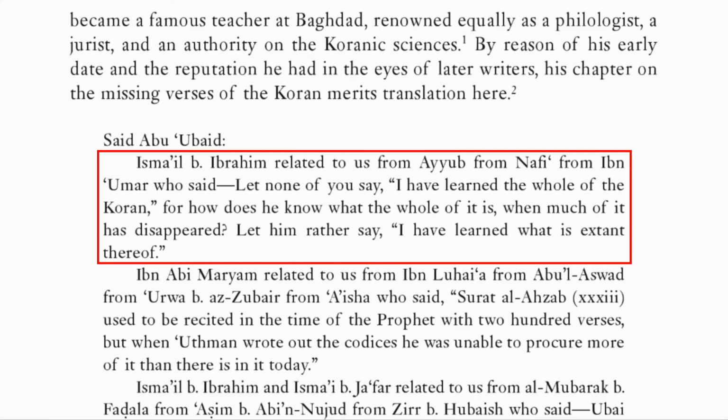Ibn Umar was a companion of Muhammad. He was the son of the rightly guided Caliph Umar. And he tells the next generation of Muslim reciters who are rising up that they should never claim to have memorized the entire Quran because much of it has disappeared.